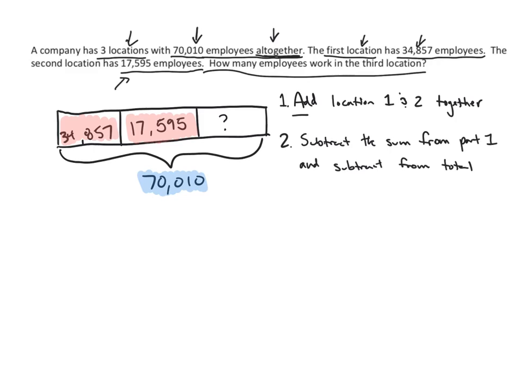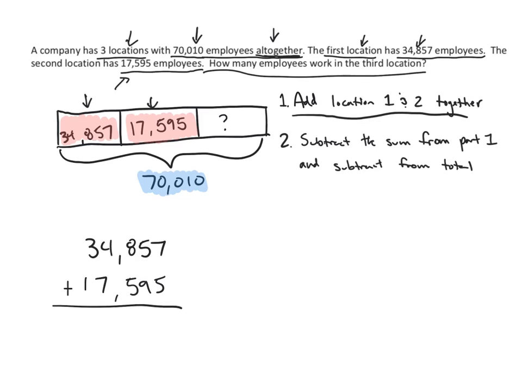So the first thing I'm going to do is add location 1 and 2 together. So I'm adding this number to this number. So I'm just going to use a standard algorithm for addition for this problem. And I'm going to go through it rather quickly here, just so I can get through the whole problem solving process. So I get a sum of 52,452.